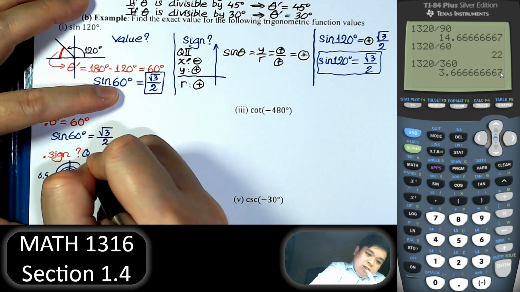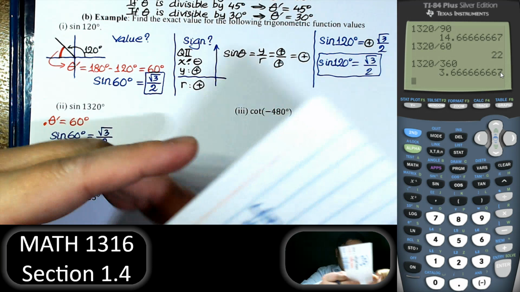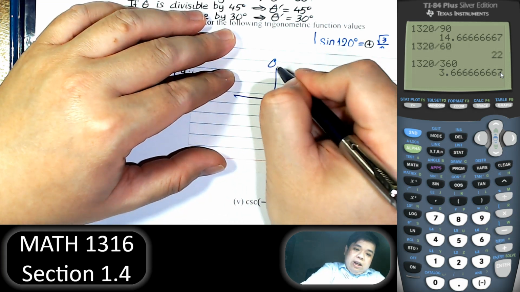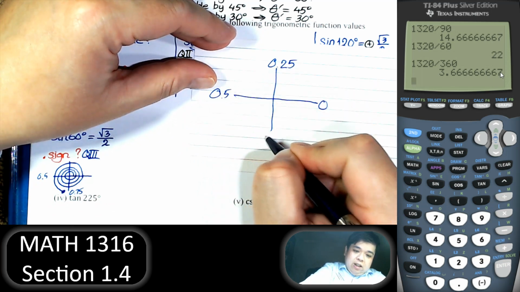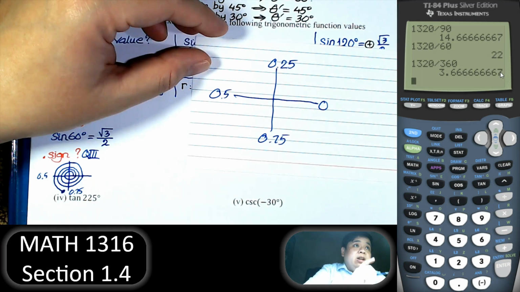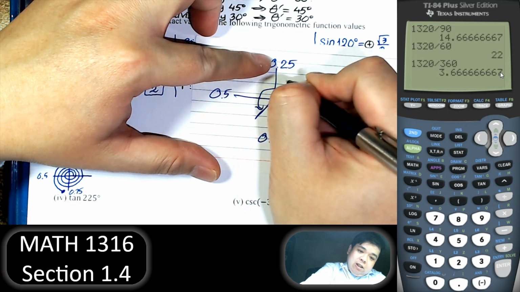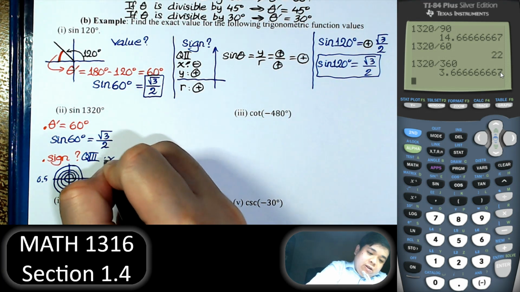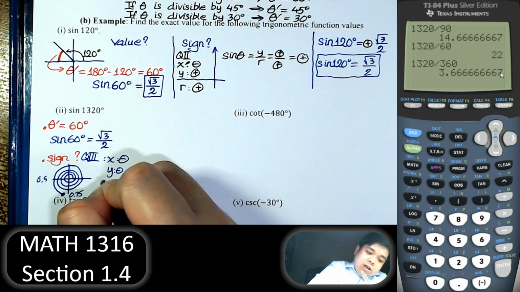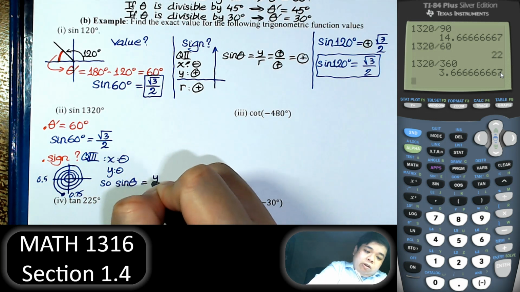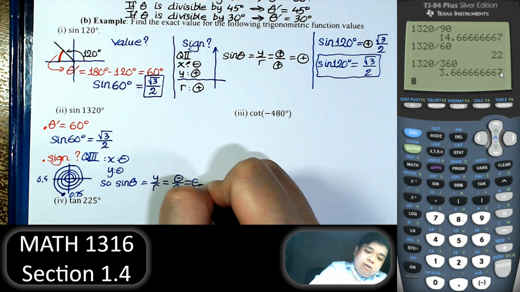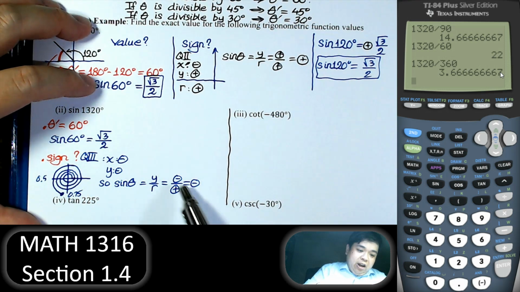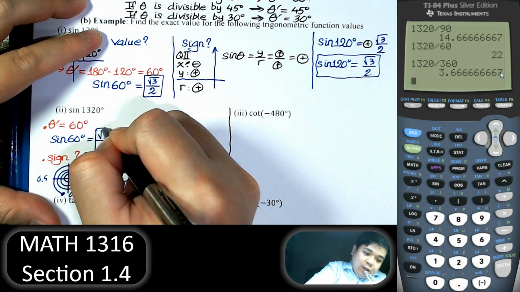So this is in quadrant 3, right? Think about this. If we talk about revolution, 0 revolution, 0.25, 0.5, 0.75 of a revolution. Here we have the leftover 0.667, so it's about here. That's why it's in quadrant 3. In quadrant 3, x is negative, y is negative. So sine is y over r, negative over positive is negative. So the answer is going to be negative square root of 3 over 2.